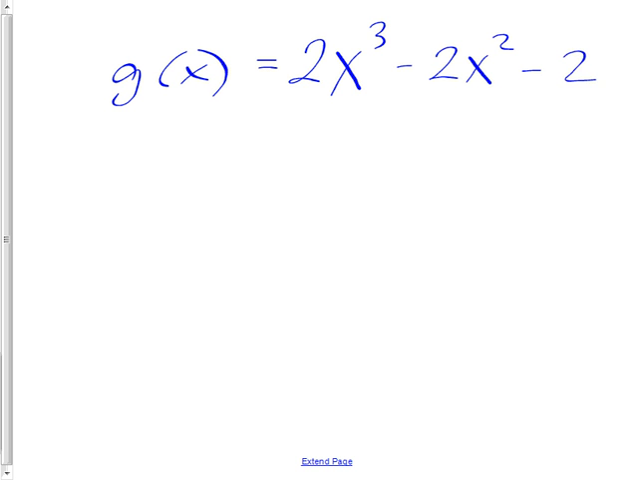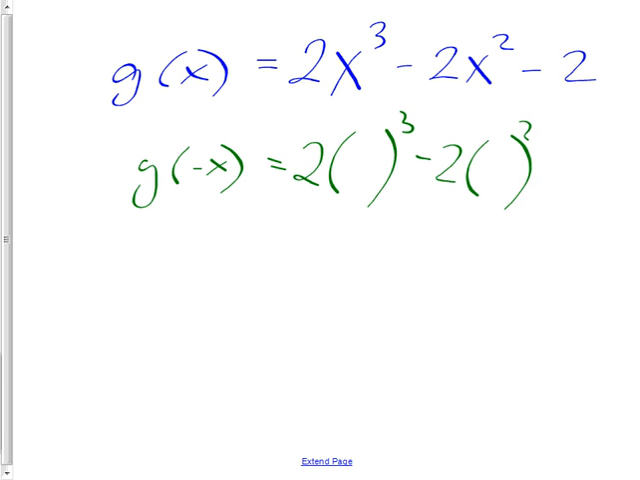Now, let's do one more. Let's say the function, let's say it's not f of x. I want you to get used to that too. Sometimes it's g of x. Doesn't really matter what letter it is. It is 2x cubed minus 2x squared minus 2. I want you to figure out what would g of negative x be. All right, so I'm going to drop in 2 empty spot, cubed minus 2 empty spot, squared minus 2.